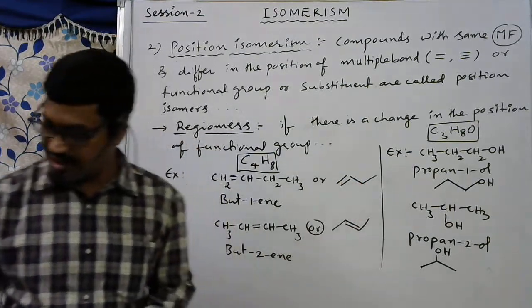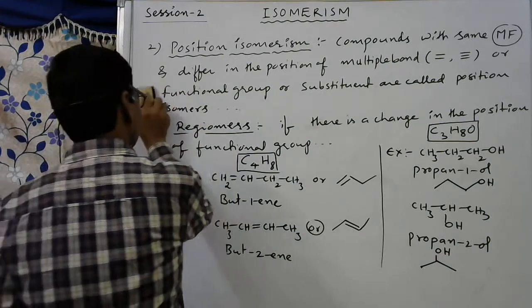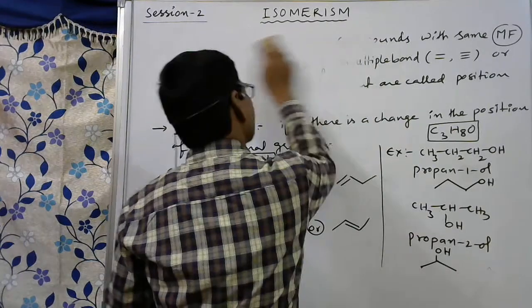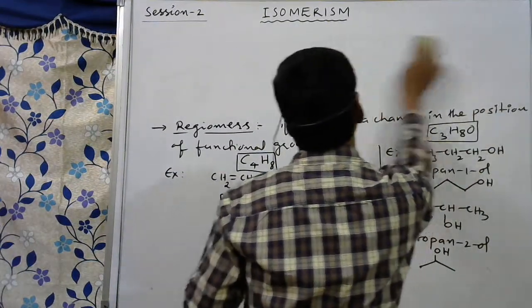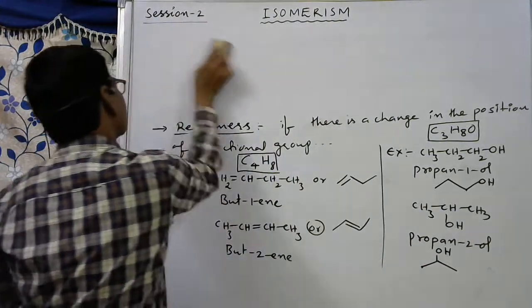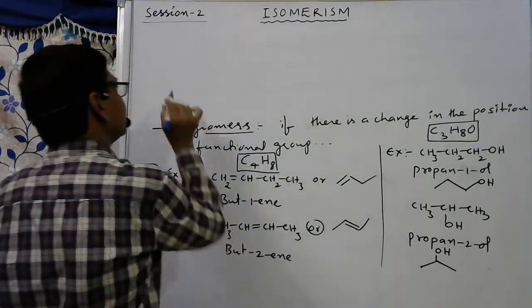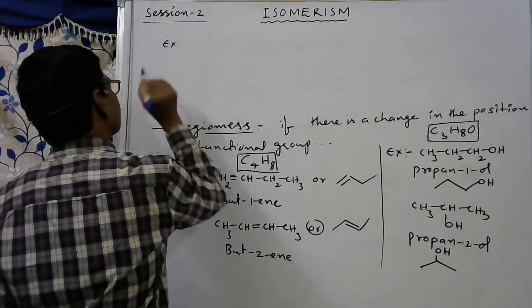Similarly, if you take ketone, here I am writing one more example related to regioisomers only. Regioisomer, otherwise position isomer. In the next session, we will discuss functional isomerism. Here, we are discussing position isomerism. One more example I am giving with respect to ketone.